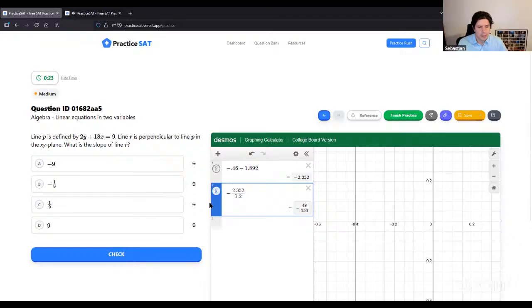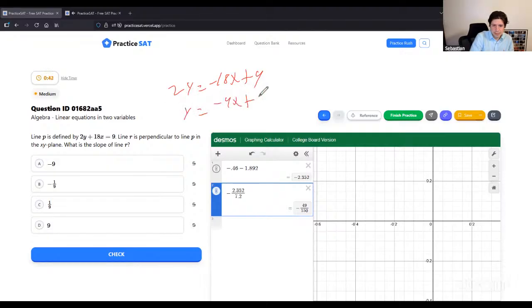Line P is defined by the given equation. Line R is perpendicular to line P. What is the slope of line R? So the slope of line P, when you subtract, it'd be negative 18. Here, I'll write it. This one I like to write out. So we have 2y equals negative 18x plus 9, divided by 2. So y equals negative 9x plus 9 over 2, but that doesn't really matter. Then we flip it. So we're going to have 1/2 or 1/9. So it'll be C.